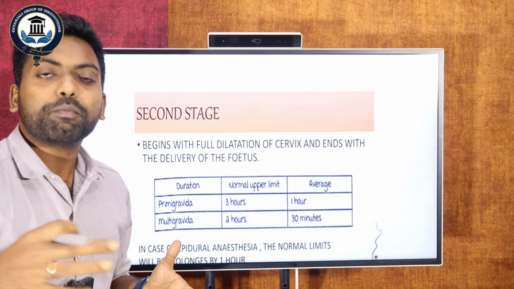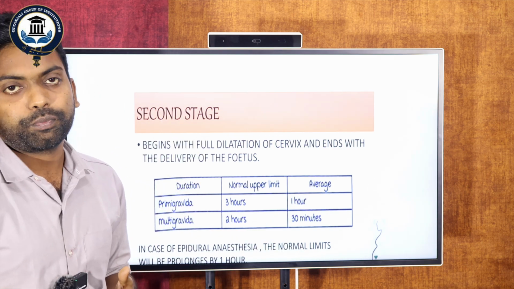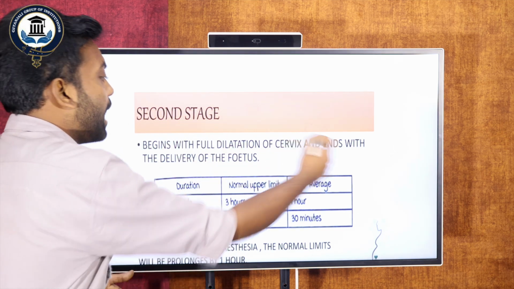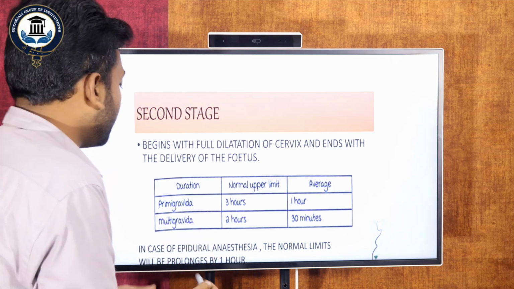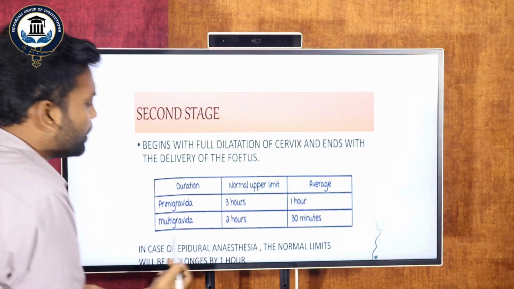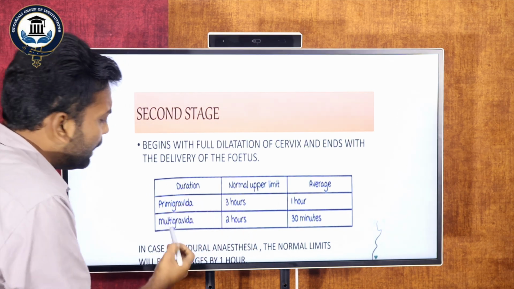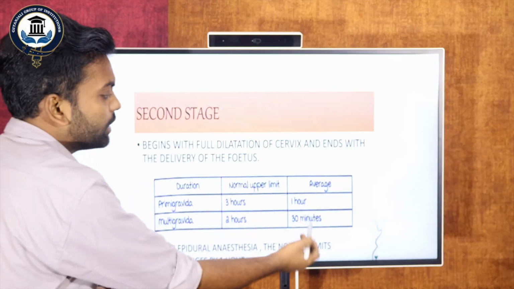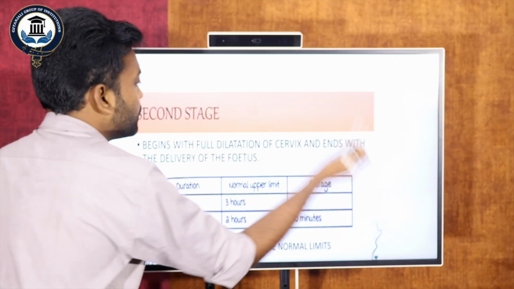So what are the things we must do immediately after delivery? That session I will explain soon. But the thing is, the second stage begins with full dilatation and ends with fetus delivery. The baby will be delivered. Now the time duration: a primigravida will take 3 hours, and a multigravida will take 2 hours or 2 hours 30 minutes. So this is the time duration for the second stage of labor.